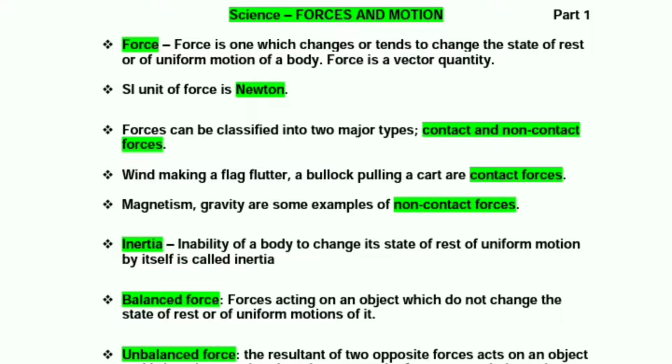Force is one which changes or tends to change the state of rest or of uniform motion of a body. Force is a vector quantity. SI unit of force is Newton. Next, forces can be classified into two major types, contact and non-contact forces.